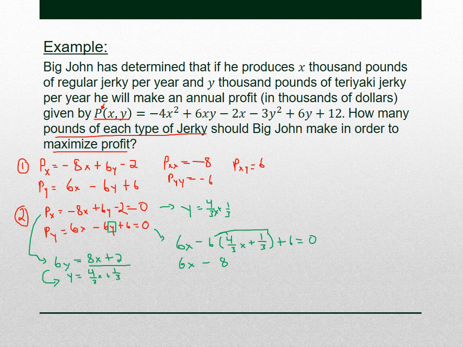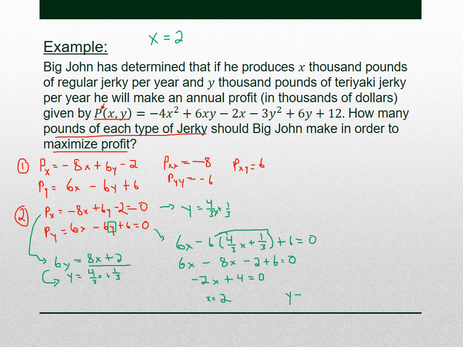Alright, so notice we're multiplying by 6, and over here we divided by 6. So multiplying by 6, we're going to recover this 8x plus 2 when you distribute this 6 through. So that's 6x minus 6 times 4/3, we get 8x. And then it's a minus 6, so we're going to get a minus 6 times 1/3 is 2, plus 6 equals 0. And that gives us minus 2x plus 4 equals 0. Solve for x, and you get x is 2.